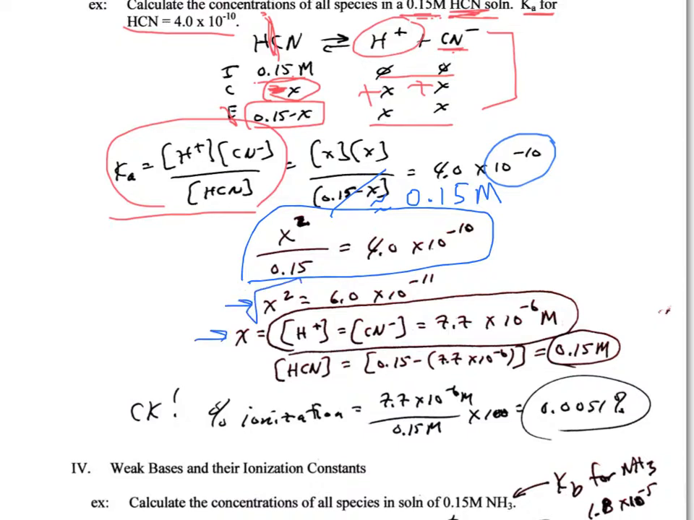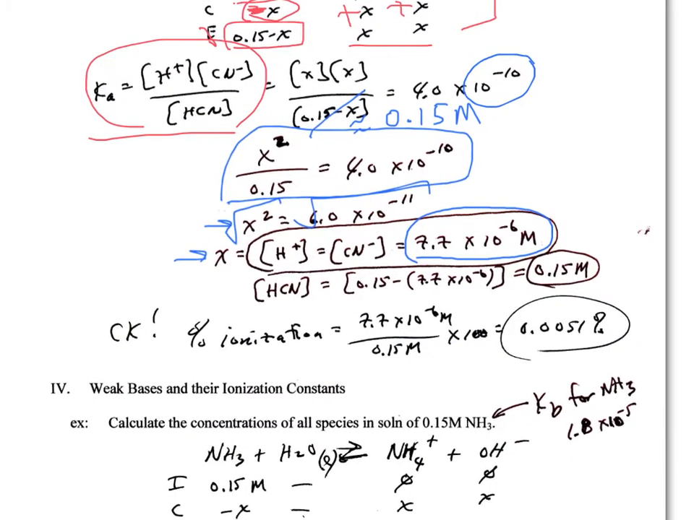I'll let you do the math. Take the square root, throw out the negative solution. Hydrogen cyanide concentration then is 7.7 times 10 to the minus 6. So the first thing is calculate the concentrations of all the species in solution. Those are the two ions. Plug it in. Notice, boy, 10 to the negative 6, really, really super small, right?